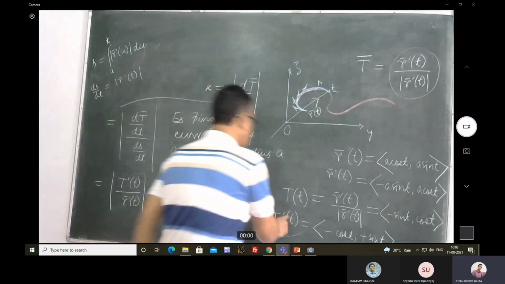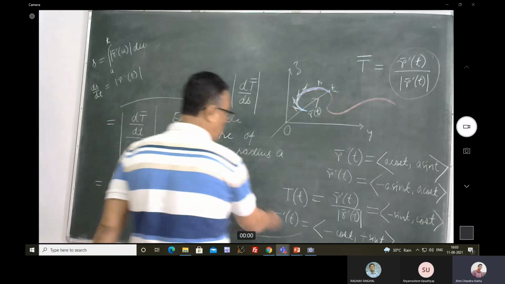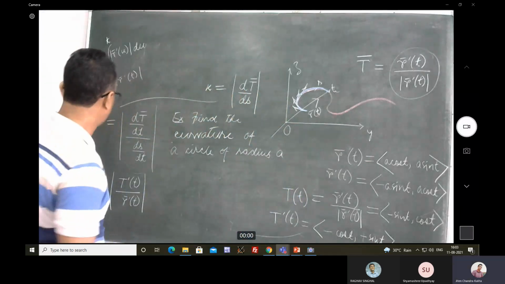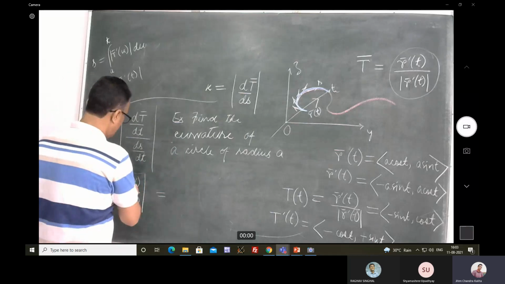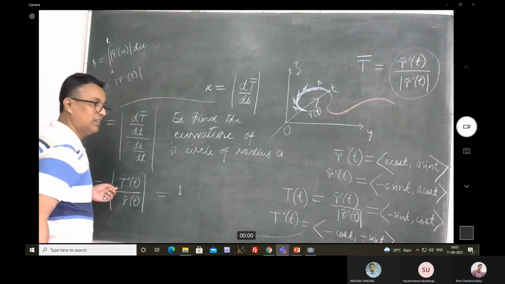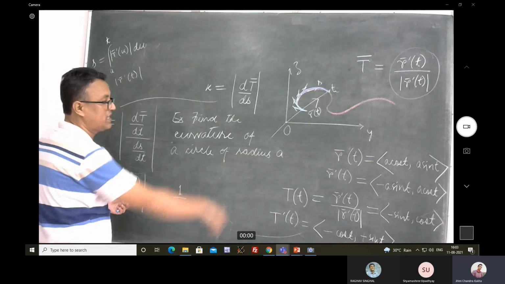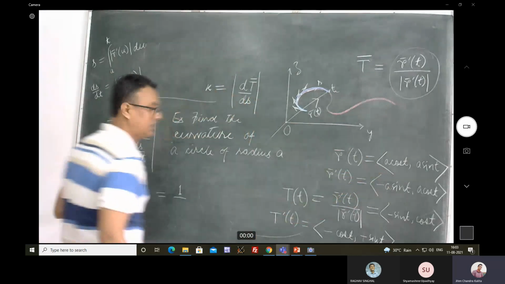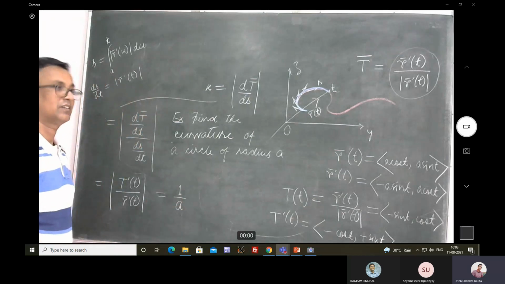So I have got T prime t. Obviously, the magnitude of T prime t is going to be equal to 1, isn't it? So for a circle of radius a, if I plug in this formula, the magnitude of T prime t from here is simply equal to 1. And the magnitude of r prime t, we have already found, is simply a. So the curvature is 1 by a.